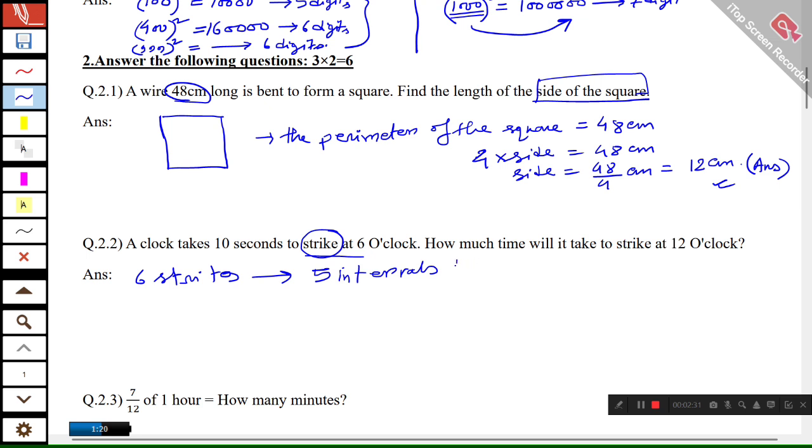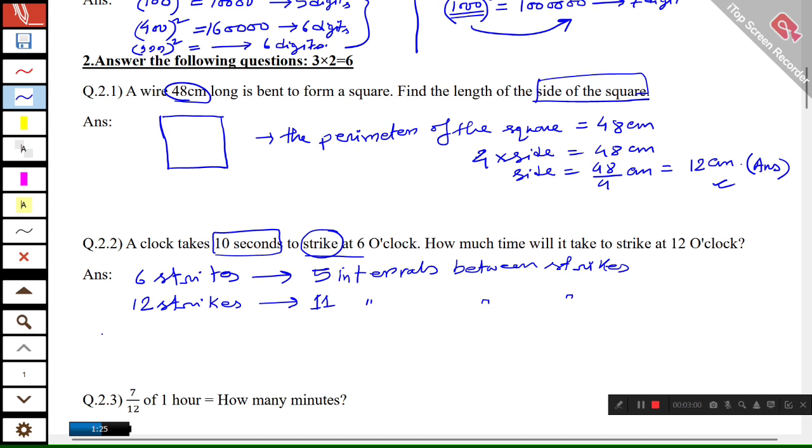Between strikes. Similarly, 12 o'clock, 12 strikes means 11 intervals between the strikes. So that is the main key of this question. So for 5 intervals, it required 10 seconds.